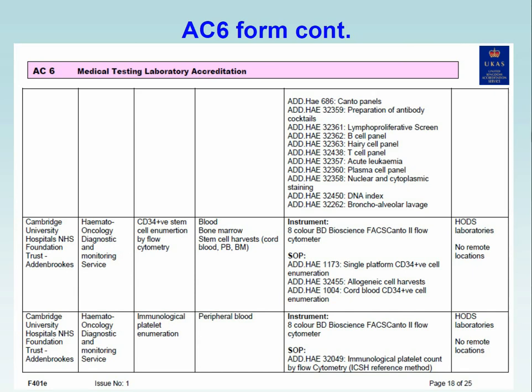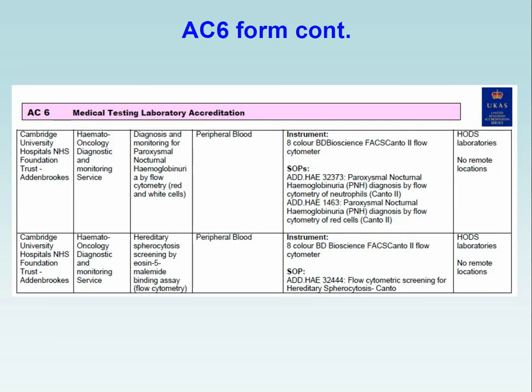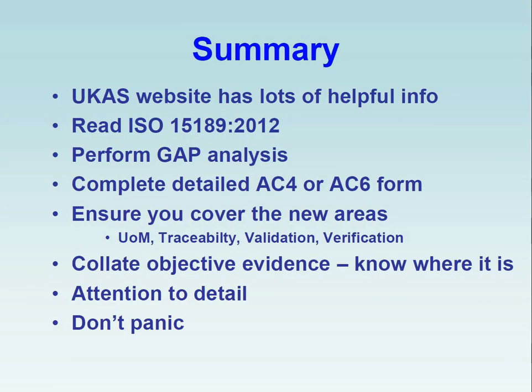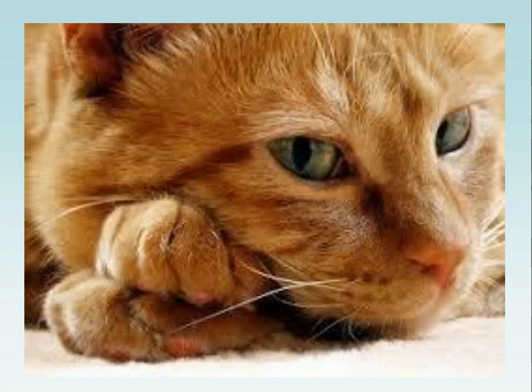So in summary, the UKAS website has lots of helpful info. Read ISO 15189, take it to bed with you. Perform your gap analysis. Complete a detailed AC4 or AC6 form, because that helps you. Ensure you cover all the new areas. Collate objective evidence and know where it is. Attention to detail. Don't panic, because that changes to that. And hopefully, you see your inspector as this.